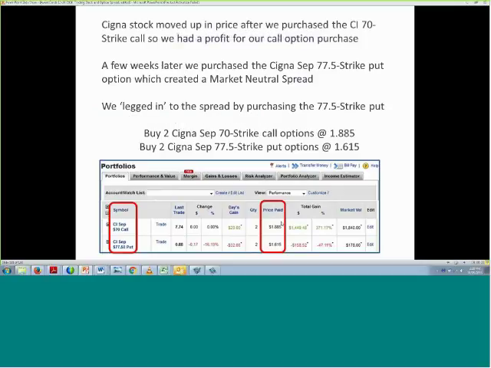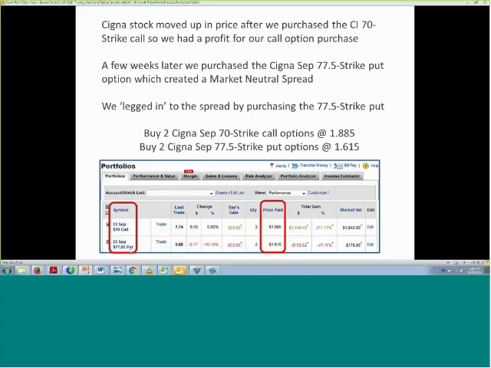Cigna went up in price. The underlying stock went up in price. It only had to go up 1%, and we're going to break even. It went up a lot more than that. So we wanted to protect those profits. So what we did is we bought an at-the-money 77.5 strike put. So again, bought the 70 strike call at 188 and bought the 77.5 strike put at 161.